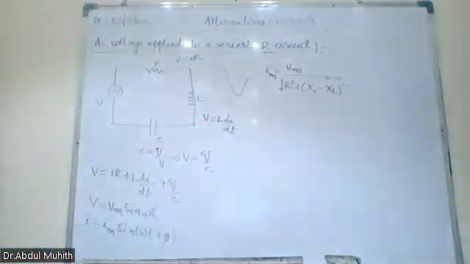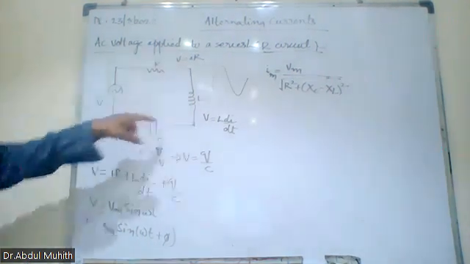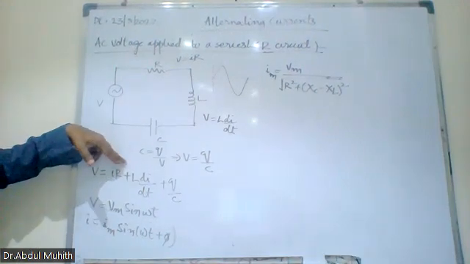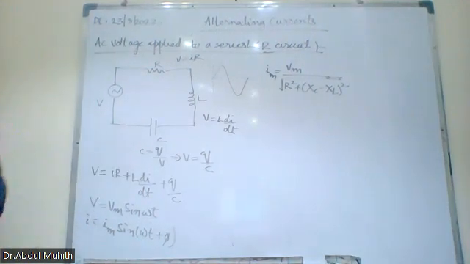What is XC? XC is the capacitive reactance. XL is the inductive reactance. Understood now? The resistance is also a resistance. As we have equated voltages with voltages, you have to equate resistance with resistance. Is that clear?